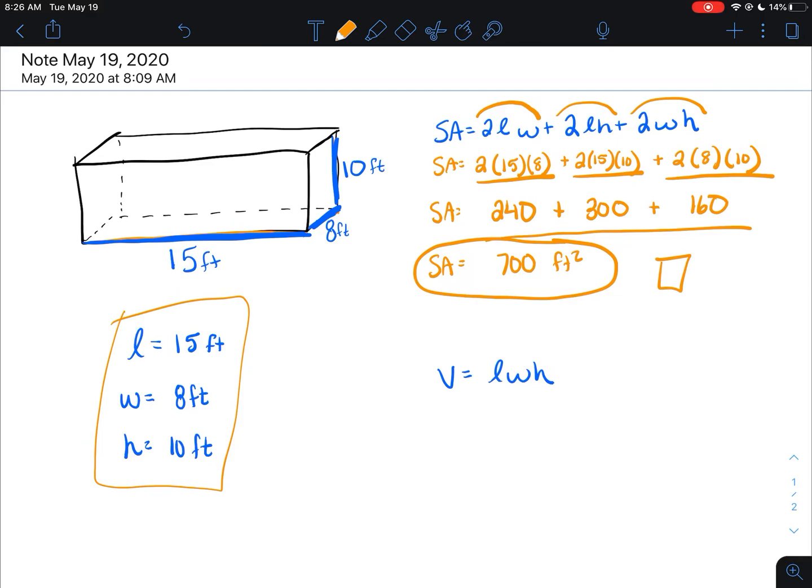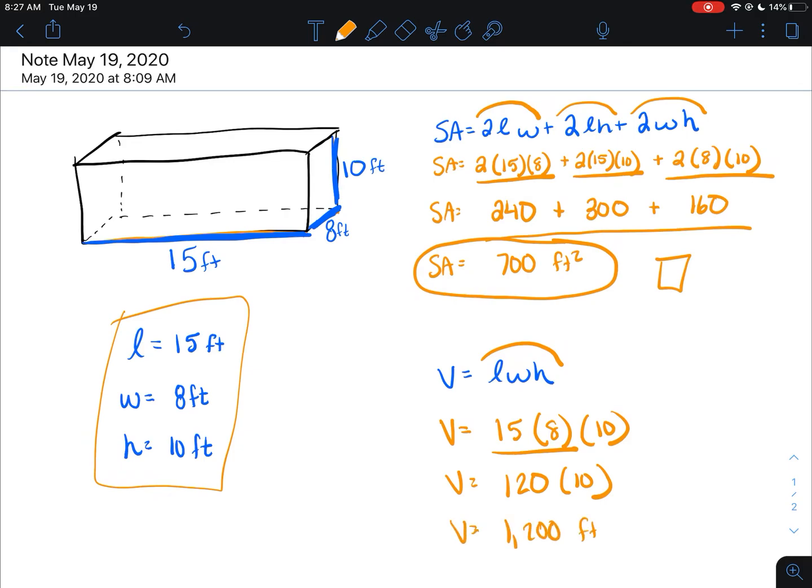So volume is a lot easier because it's literally just multiplying the length and the width and the height. That's it. So volume equals the length of 15 times the width of 8 times the height of 10. I'll do it step by step: 15 times 8 is 120. 120 times 10 is 1,200. And keep in mind, when we're talking about volume, we're trying to figure out how many cubes, or cubic feet, it takes to fill the figure inside.